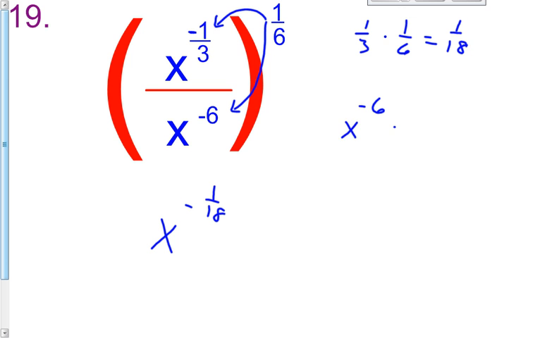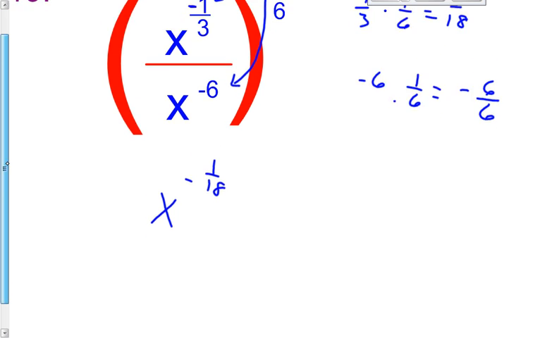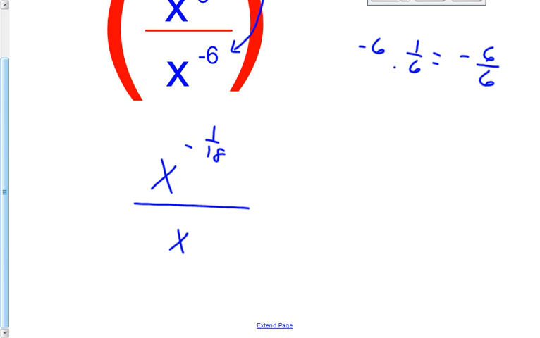Sorry, we're just going to multiply negative 6 times 1/6 to get negative 6/6, which is the same thing as negative 1, over x raised to the negative 1.